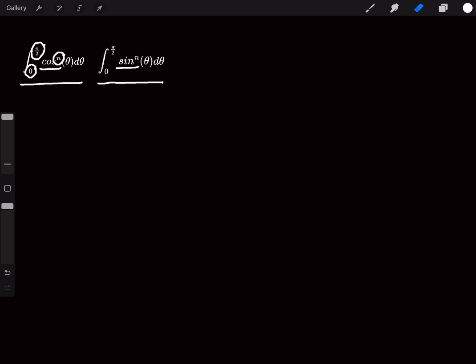Now, interestingly enough, the sine or cosine actually doesn't matter. For example, if n over here was 5, and n over here was also 5, these two equations would be equal. Whether the function inside is sine or cosine doesn't actually affect the value. And now you might be wondering, how come? Because sine and cosine are clearly two very different functions. And we can demonstrate why they're equal by drawing a graph.